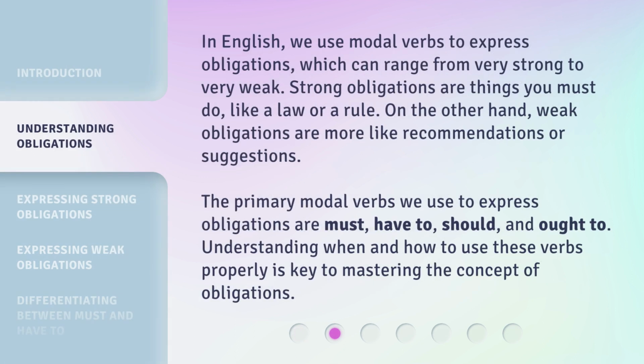In English, we use modal verbs to express obligations, which can range from very strong to very weak. Strong obligations are things you must do, like a law or a rule. On the other hand, weak obligations are more like recommendations or suggestions. The primary modal verbs we use to express obligations are must, have to, should, and ought to. Understanding when and how to use these verbs properly is key to mastering the concept of obligations.